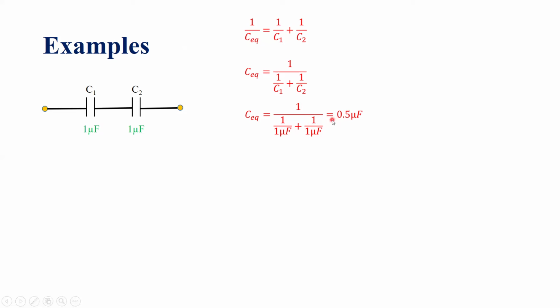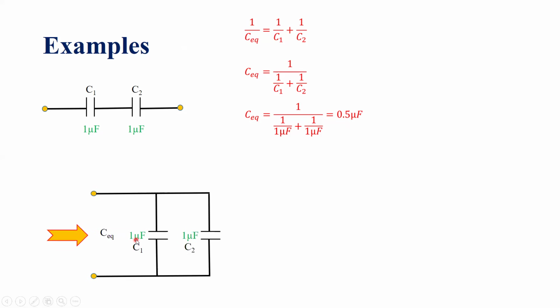So therefore, we know that C equivalent is equal to 0.5 microfarad. How about the same values of the capacitors, that is C1 and C2, 1 microfarad each, but now these capacitors are connected in parallel and we want to know the C equivalent. It is as simple as C equivalent is the sum of the individual capacitor values. Therefore, C equivalent is equal to 1 microfarad plus 1 microfarad, that is equal to 2 microfarad.